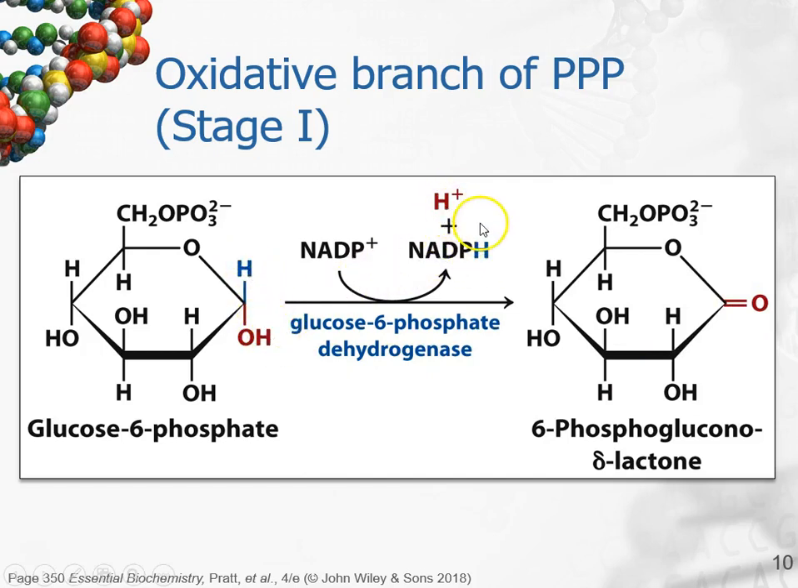And those protons, as well as 2 electrons, are picked up by the NADP+ to form NADPH. So just in our first reaction, we've already formed a molecule of NADPH, which is the goal. The enzyme is glucose 6-phosphate dehydrogenase, and remember that the dehydrogenase enzymes catalyze redox reactions.